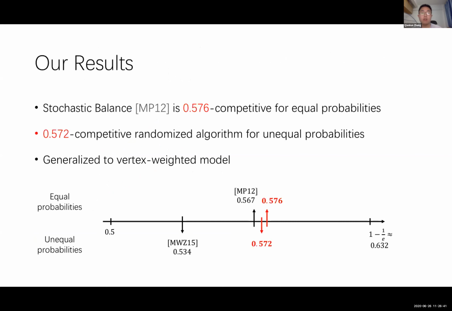Here are our results. For the equal probability case, we proved that the stochastic balance algorithm, which was also introduced by Mehta and Panigrahi, is 0.576 competitive, improving the best previous result of 0.567. For the unequal probability case, we proposed a new randomized algorithm that is 0.572 competitive and improved the best previous result of 0.534. Lastly, our result can be generalized to the vertex weighted model.